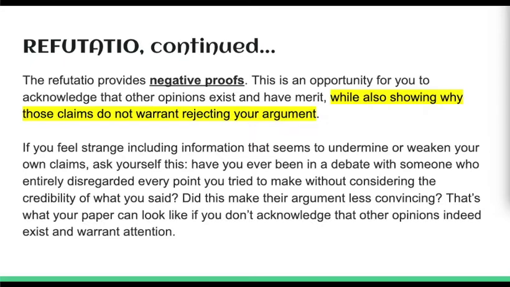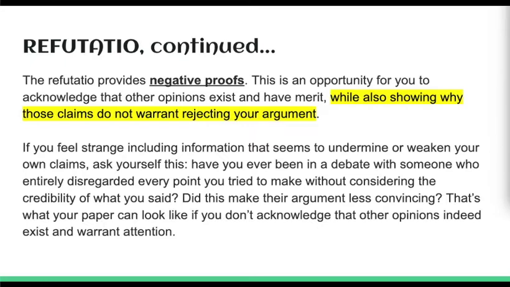If you feel strange including information that seems to undermine or weaken your own claims, ask yourself this. Have you ever been in a debate with someone who entirely disregarded every point you tried to make without considering the credibility of what you said? Did this make their argument less convincing? That's what your paper can look like if you don't acknowledge that other opinions indeed exist and warrant attention.